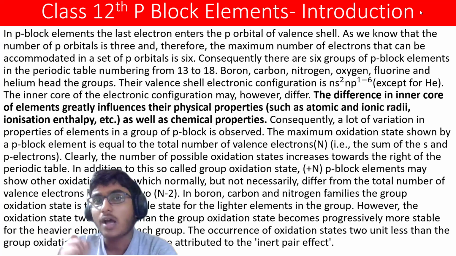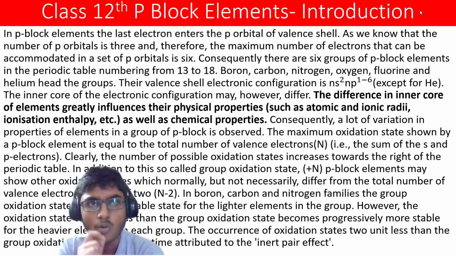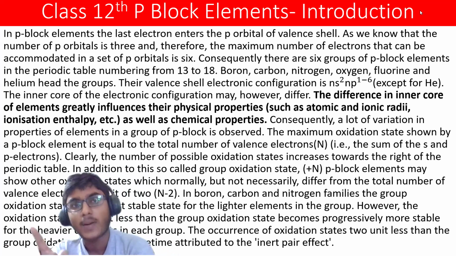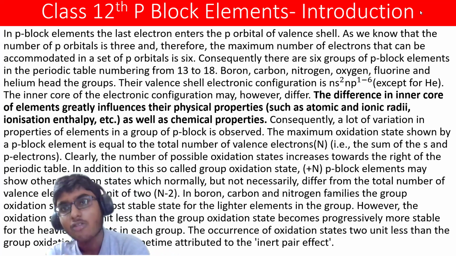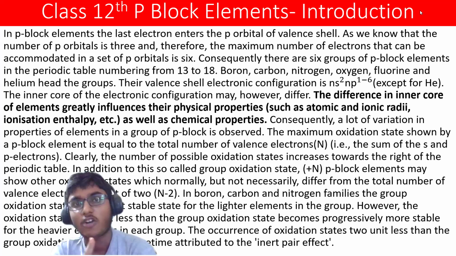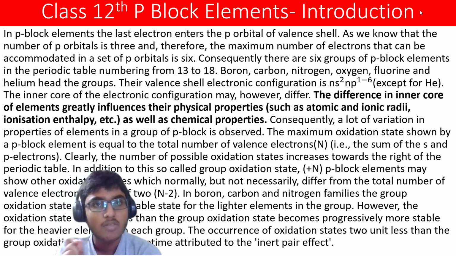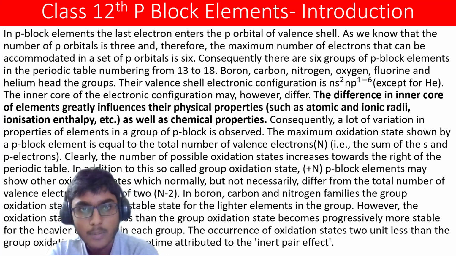In P block elements, the last electron always enters the p orbital of the valence shell. As you know, the number of p orbitals is 3 and the number of s orbitals is 1. So 1 can accommodate 2 electrons and 3 can accommodate 6 electrons. Therefore, the maximum number of electrons that can be accommodated in a set of p orbitals is 6. Consequently, there are 6 groups of p block elements in the periodic table, numbered from 13 to 18, as you can see in this periodic table.